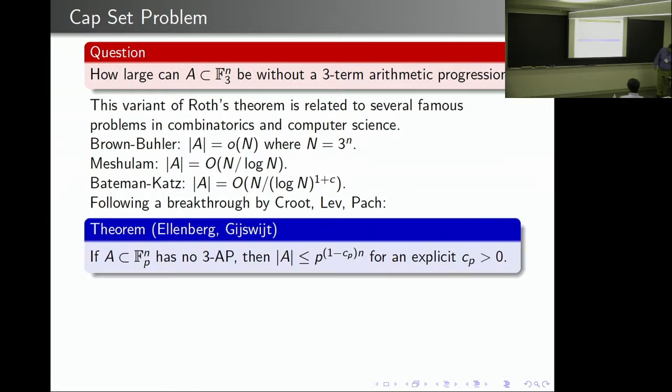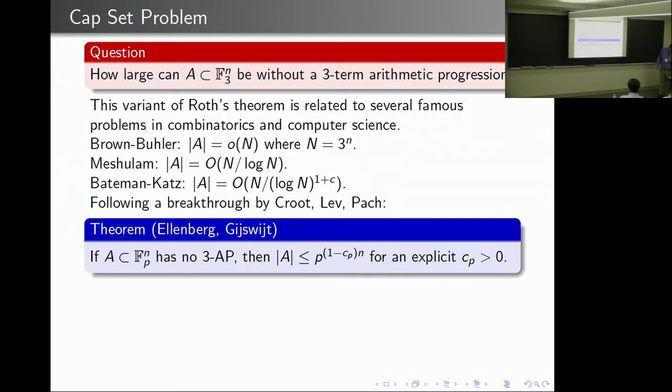And within a few days, Ellenberg and Gijswijt independently discovered that their proof can be adapted to F_3 to the n and more generally F_p to the n. So if you have a subset of F_p to the n with no three-term arithmetic progression, then it's small. You get some exponential bound that's less than p to the n: p to the 1 minus some c_p, and the c_p is an explicit constant. You can write down what it is. The c_p is roughly on the order of 1 over log p, if you're wondering what it looks like.